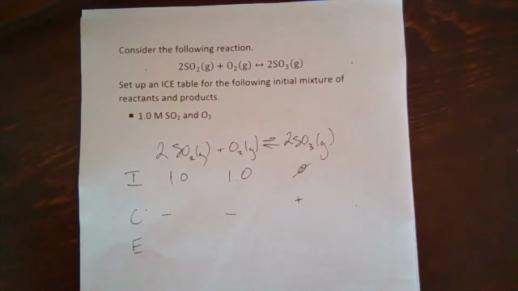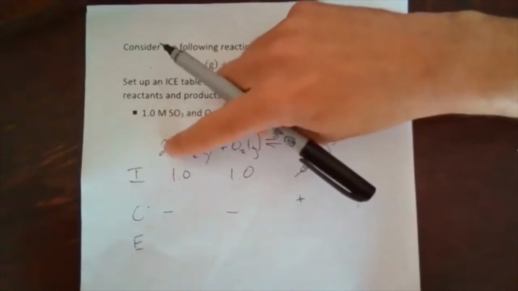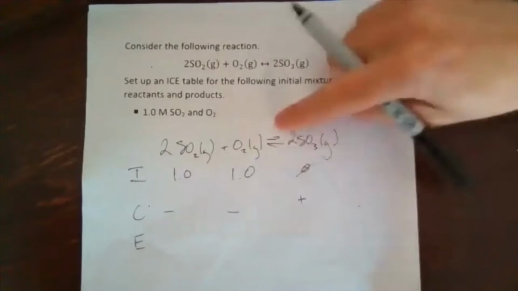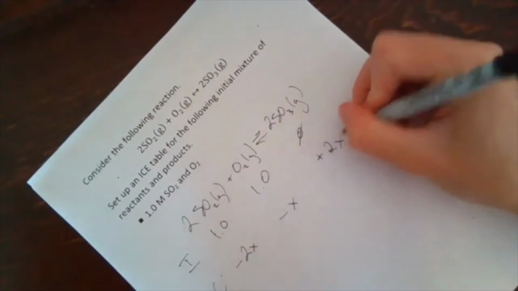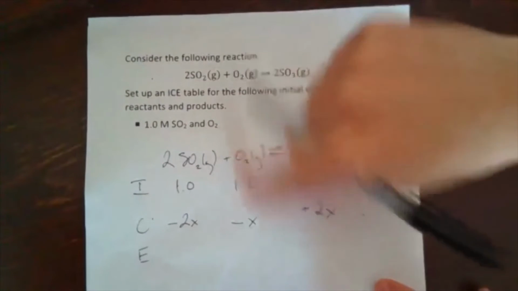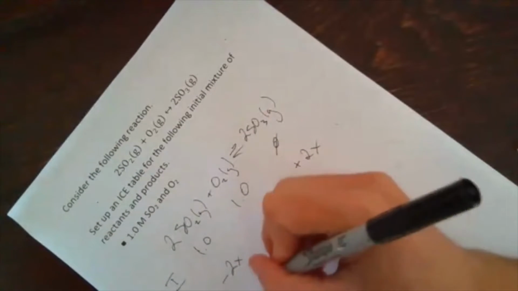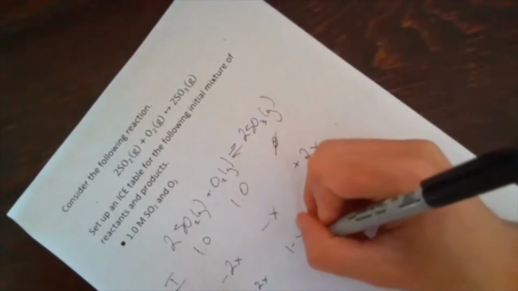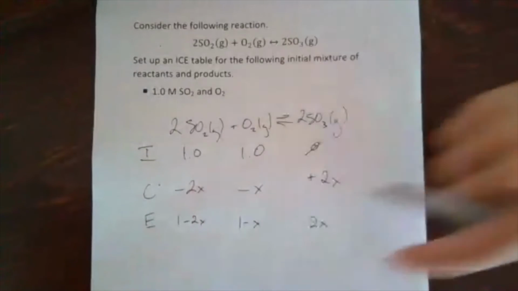Now in terms of amount, we always know it's going to be x, and then we use just the coefficients. For every 2 moles of this that reacts, there's going to be 1 mole of this that reacts, and 2 moles of this that are produced. You can just take the coefficients and bring them down: 2, we don't write a 1, we don't write a 1, 2, 2. Then we combine all of this together: 1 minus 2x, 1 minus x, and 2x. So this would be the ice table that is set up.